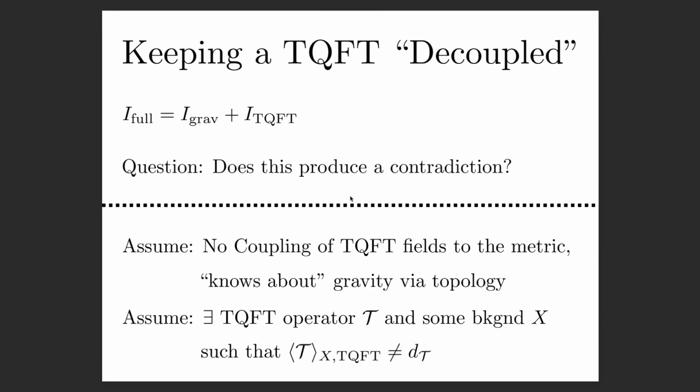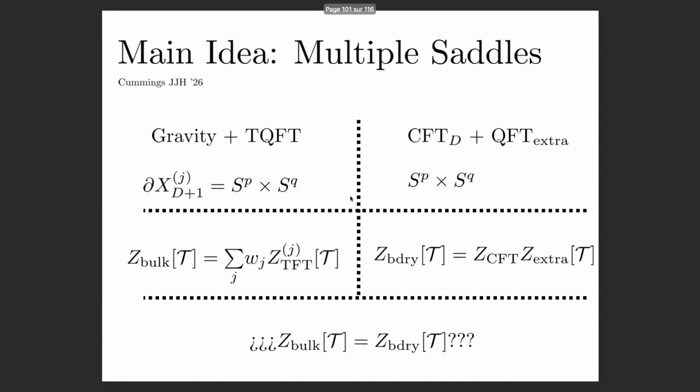And we're also going to assume that there's at least one TQFT operator T, such that when I calculate an expectation value for it, or something involving it, I get something different from just the quantum dimension. So it picks up some kind of non-trivial answer. Okay, I think this is pretty mild. If you don't like it, this is where you can complain. Okay, so here's what we're going to do.